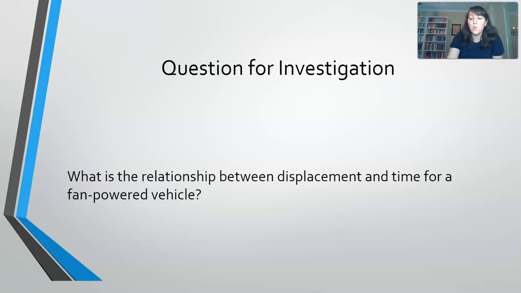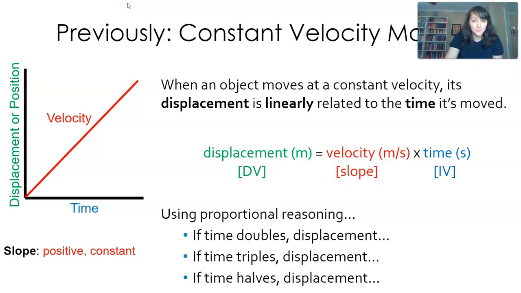Now, just to recap where we have already been. Earlier last week, we talked about constant velocity motion. We played with those battery-powered cars that maintained a constant speed and a constant velocity. And when we created a displacement versus time graph for those, we saw a linear relationship, as you see here. All right. So we've got that.